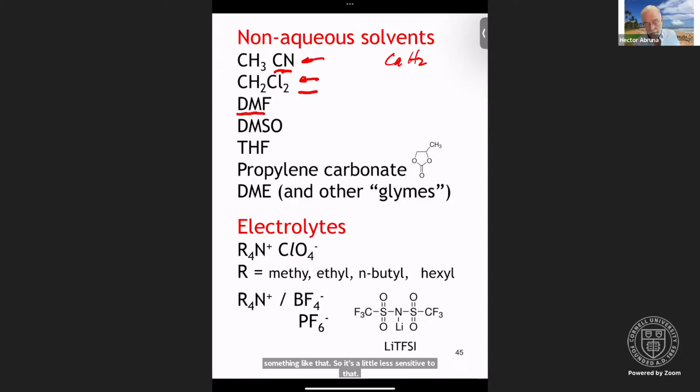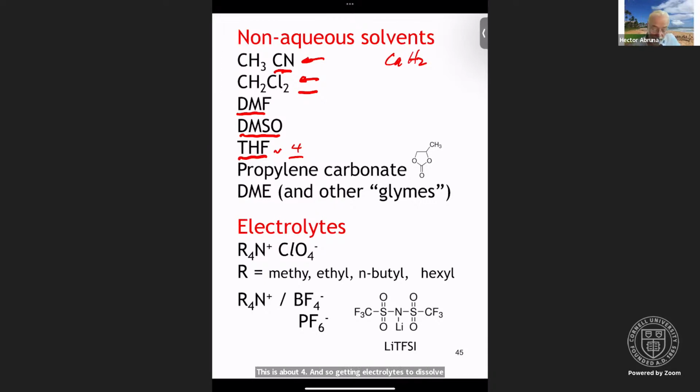Dimethylformamide has a very extensive negative potential. It can go beyond 2 volts. Dimethyl sulfoxide has a very good positive limit, around 2 volts or so. THF, tetrahydrofuran, has a very extensive window of stability, but it has a very low dielectric constant, about 4. And so getting electrolytes to dissolve and dissociate can be very tricky.